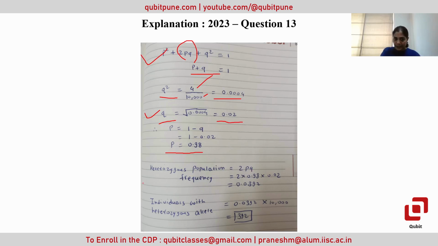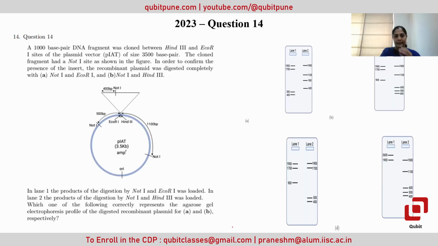So calculate the heterozygous population frequency. We will calculate the value of 2pq, which will be 0.0392. This is a frequency. Now we want the number of individuals, so we multiply the frequency by the population size and get the value of 392, which will be the number of heterozygous individuals for this disease, sickle cell anemia, in the given population. Next.